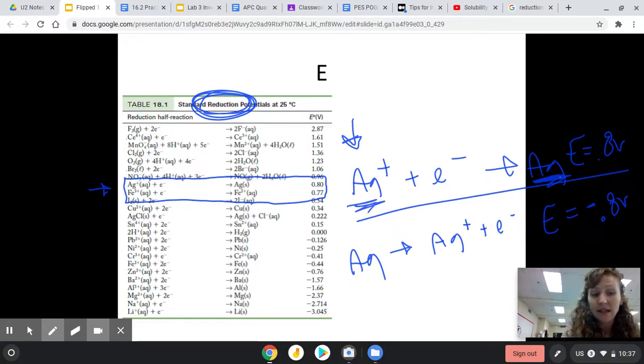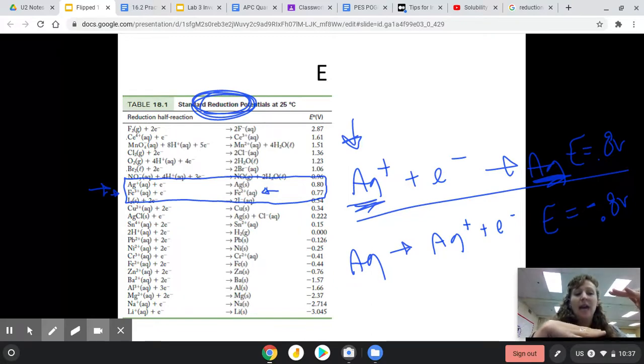In iron's case here, we have iron 3+ and it goes to iron 2+. So we can have something that just changes ionic form here. Now I can't add these the way that they are currently standing there because they're both being reduced. I have to flip one so that I have one being reduced and one being oxidized.